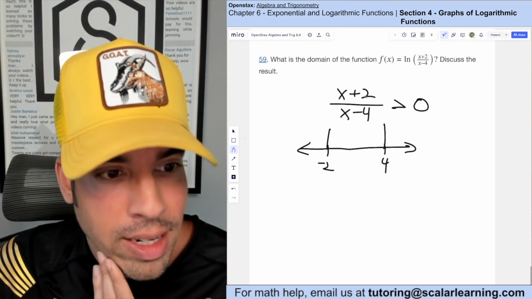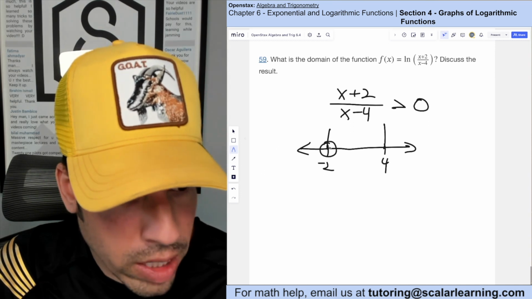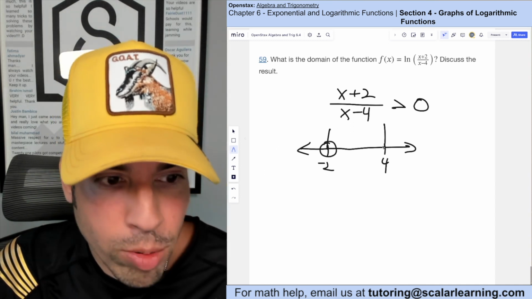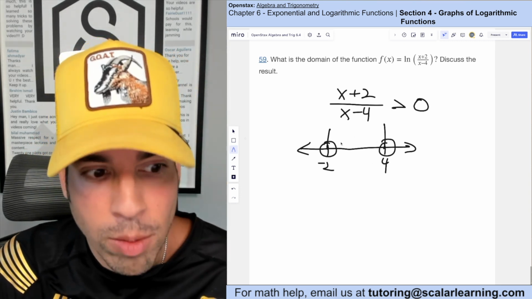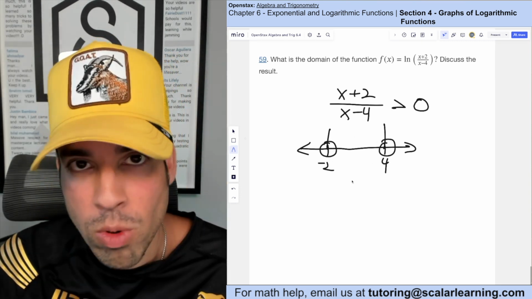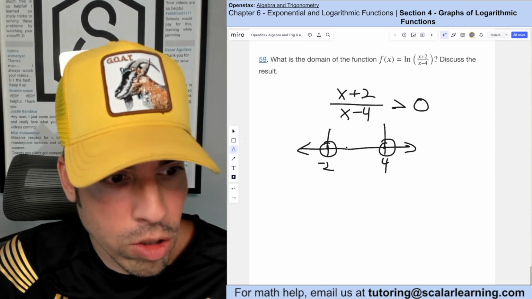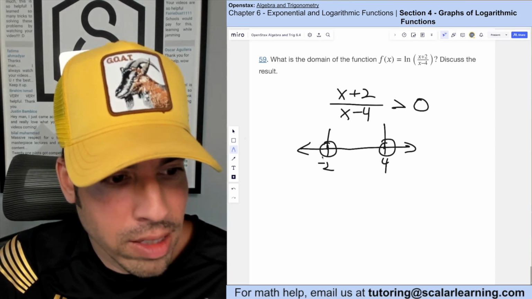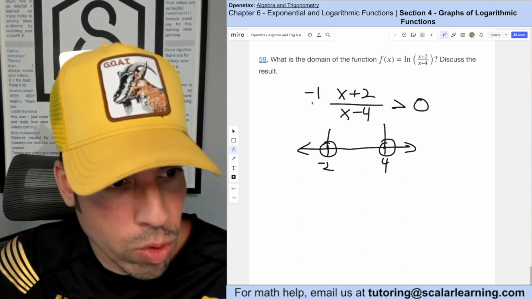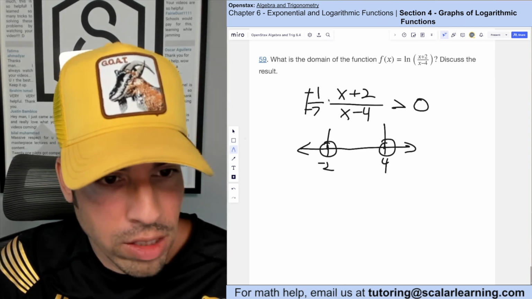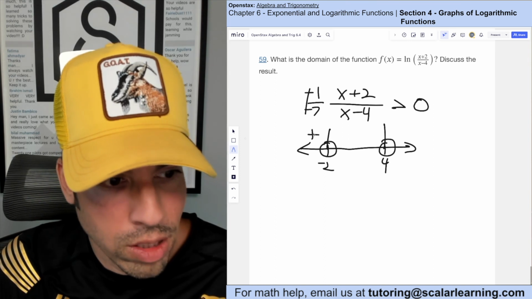By the way, at -2, this would equal 0, so this is not a viable option. At +4, it would be undefined, dividing by 0, so that's also not an option. So we're excluding both -2 and 4 right off the bat from the domain. Now let's see when we have values less than -2, like -3. -3 plus 2 is -1 over -3 minus 4 is -7. The negatives would cancel out. That would be positive. So this is a good spot.